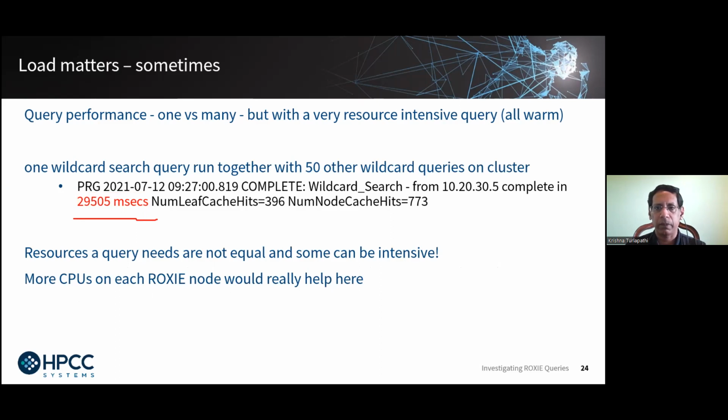One thing we have to remember is that the resources a query needs are not equal. Some are simple queries which will need low resources. Some are resource intensive queries. If you're planning on running resource intensive queries on the cluster, we have to find ways to improve performance. Having more CPUs on each ROXIE node would help the situation, in addition to looking into improving or optimizing the ECL code.